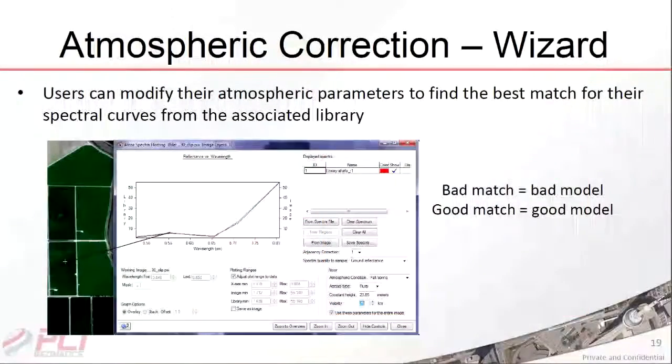So the atmospheric parameters that can be modified with immediate feedback include things like adjacency distance, atmospheric correction, aerosol type, visibility, and height. And you can see by comparing a point within your existing image to that reference library, you're able to see how well your parameters have been selected and matching. If you've got a good match between your model and the library, you know that you've got excellent parameters for use for atmospheric correction within that image or those images.